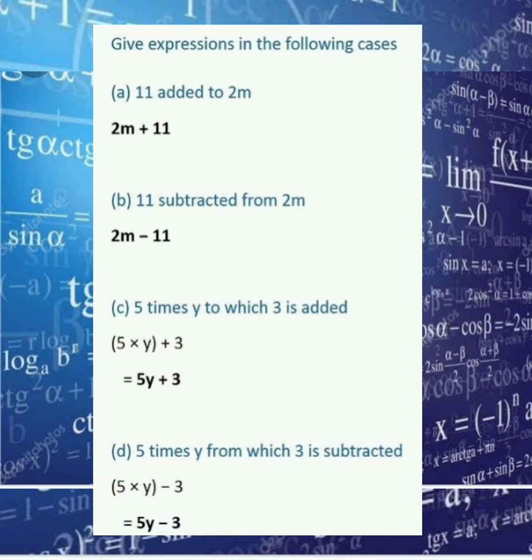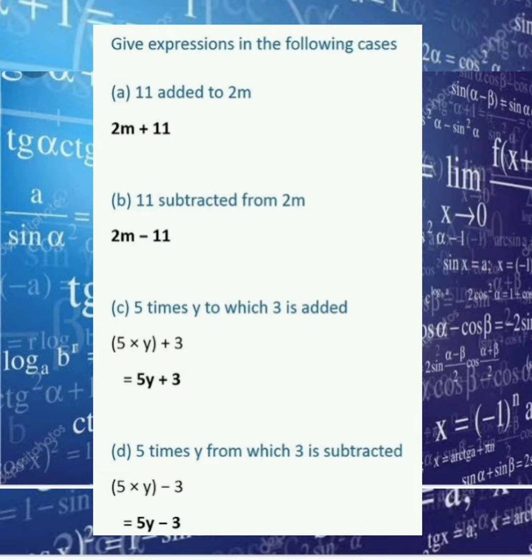Third one, 5 times y, to which 3 is added. So first we will have to multiply 5 and y. To that product we will have to add 3. So we will have 5 into y in a bracket and then plus 3. So 5y plus 3. The fourth one, 5 times y, from which 3 is subtracted.